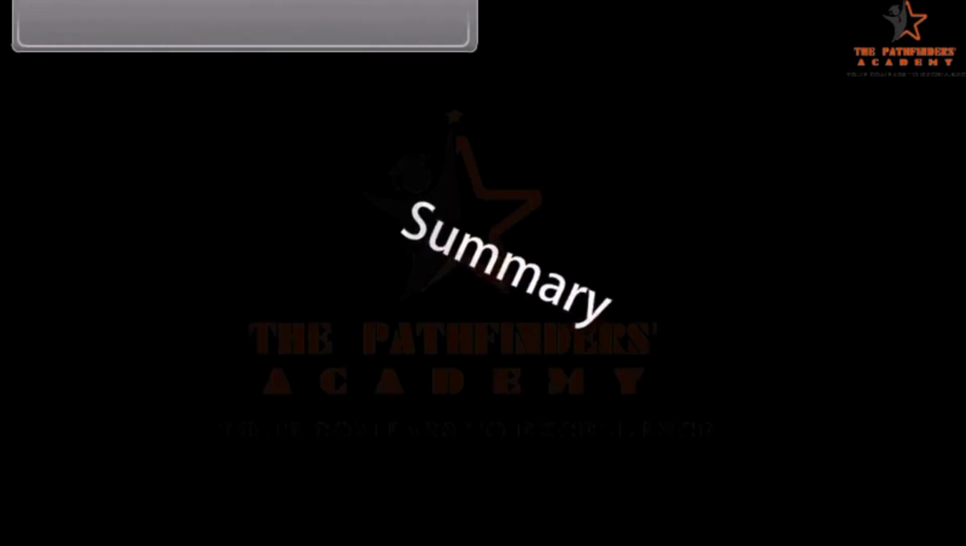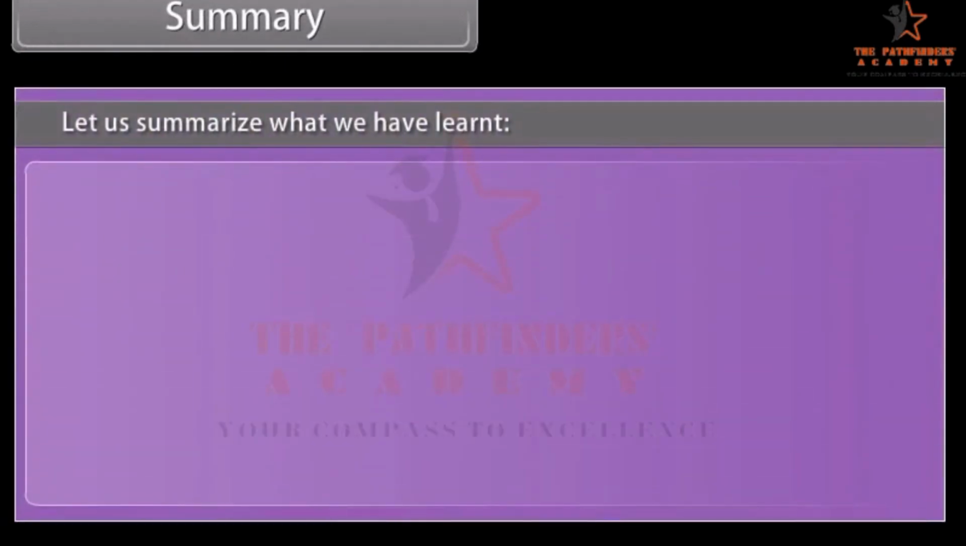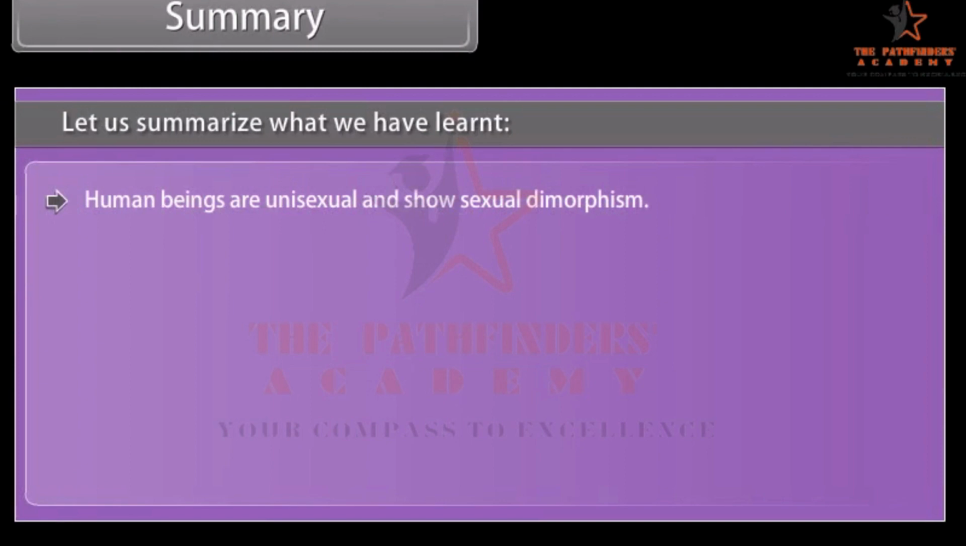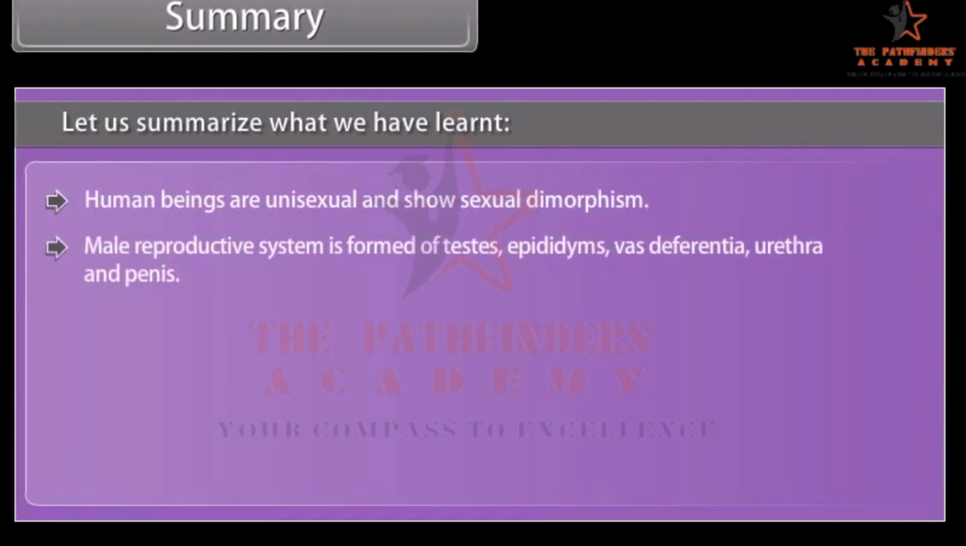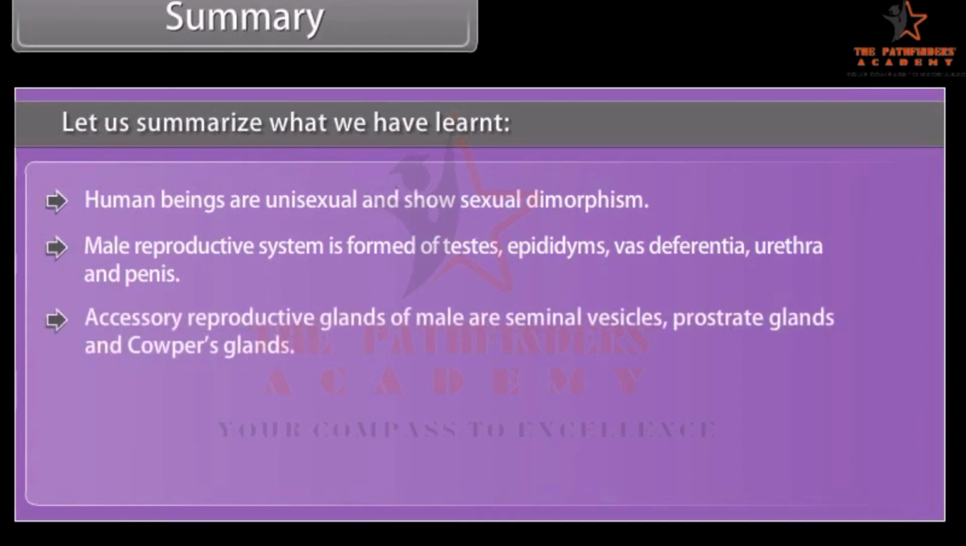Summary. Let us summarize what we have learned. Human beings are unisexual and show sexual dimorphism. The male reproductive system is formed of testes, epididymis, vas deferentia, urethra, and penis. Accessory reproductive glands of the male are seminal vesicles, prostate glands, and Cowper's glands.